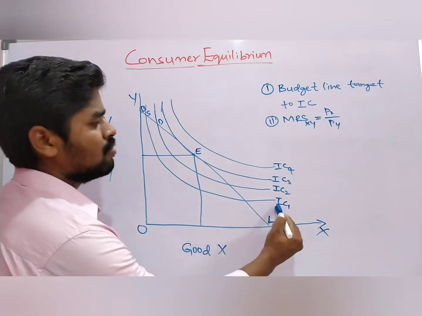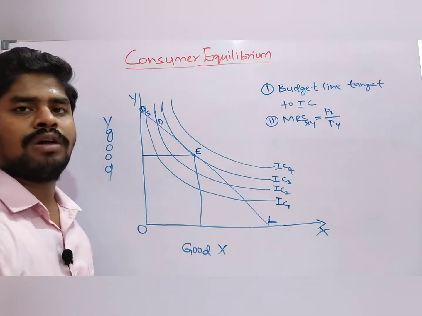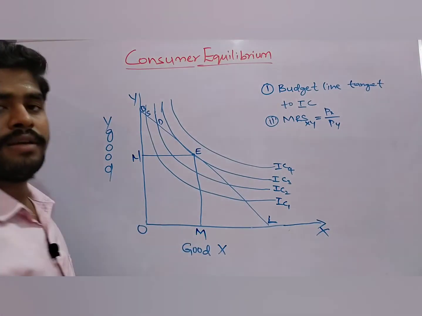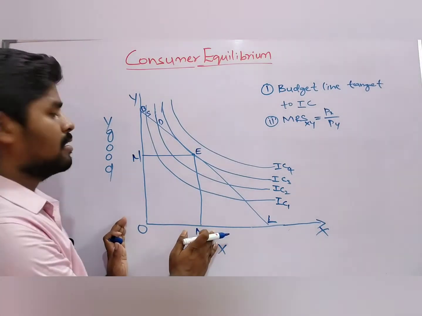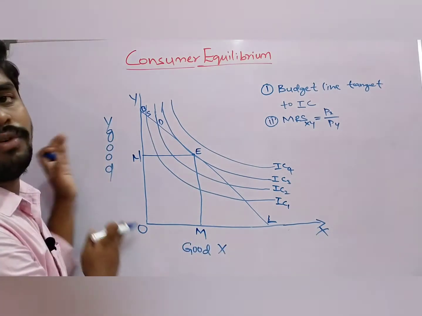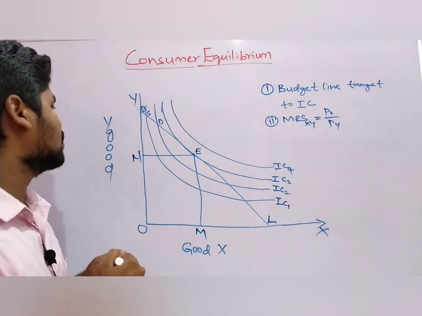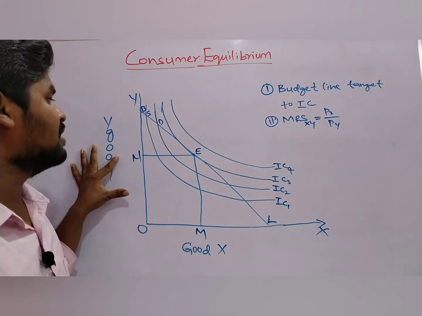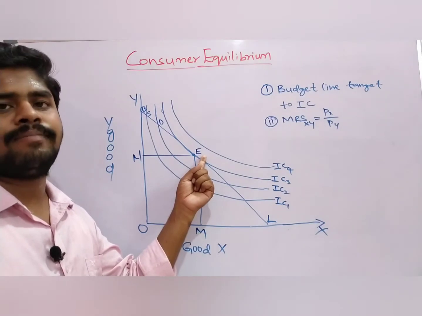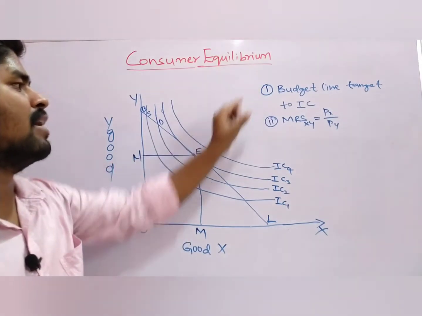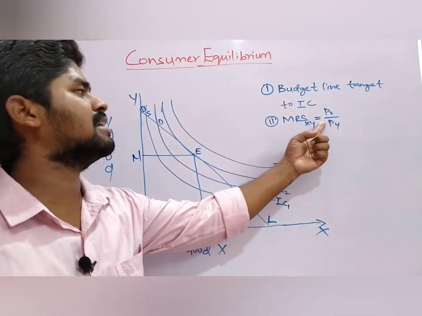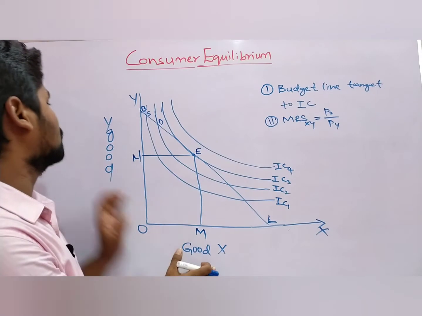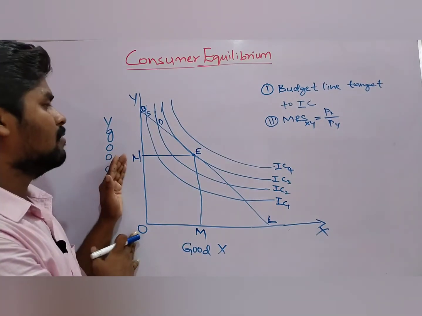So here IC1, IC2, IC3, three indifference curves are there. We can name the point M: OM of X good, OM of Y good. The consumer purchases or consumes OM of X good and OM of Y good. This is the equilibrium point E. The first condition is satisfied, and the second condition is MRS equal to the price of X by the price of Y.